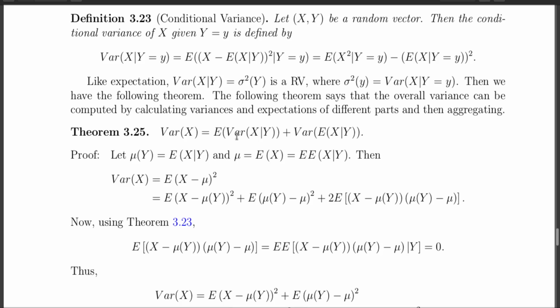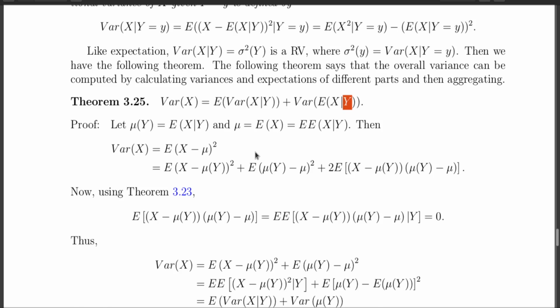You can understand that the inside variance is with respect to the conditional distribution, but the outside expectation is with respect to the distribution of Y. Similarly, in this case, the inside expectation is with respect to the conditional distribution, and the outside variance is with respect to the marginal distribution of Y.